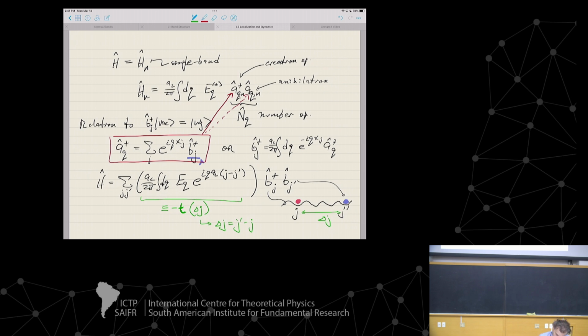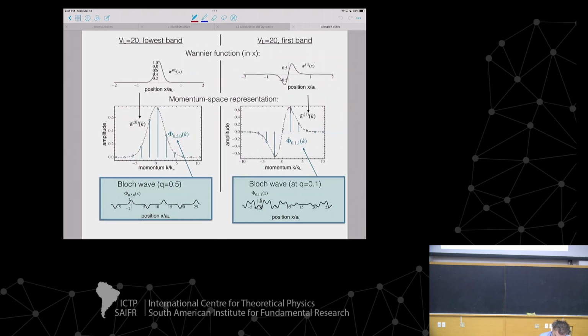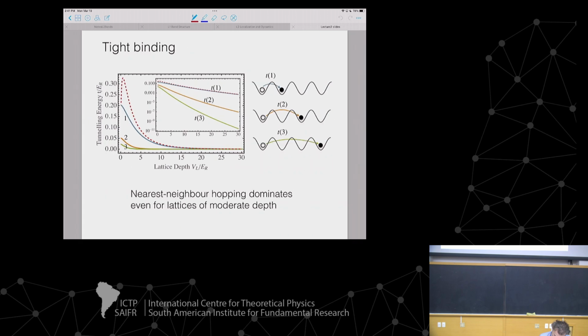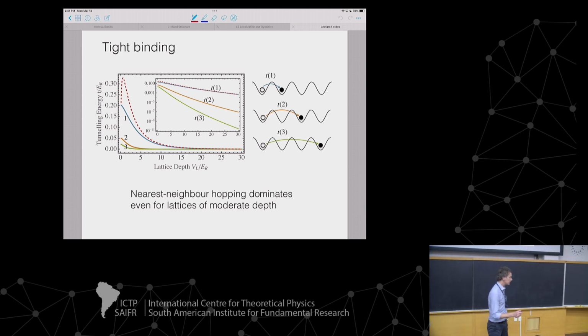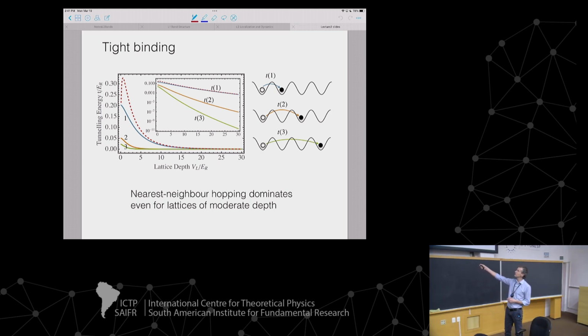So what does that give you? Let's see. That's not what I want to show you. I want to show you this. Okay. So if I take the lowest band and I integrate it out by e to the i something, and I just want to hop by one site, I can calculate the tunneling energy. That's here. And that gives me this blue curve.